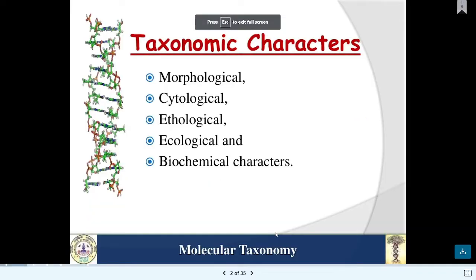Hello everyone. Today we are going to see our last module in biodiversity, that is the tools and techniques in taxonomy or tools and techniques in classification science. There are different characters in taxonomy, like morphological characters, cytological characters, ethological characters, ecological characters, and then biochemical characters. Based on these characters, we generally classify the organism, and we can understand the contents and characteristics of the organism.